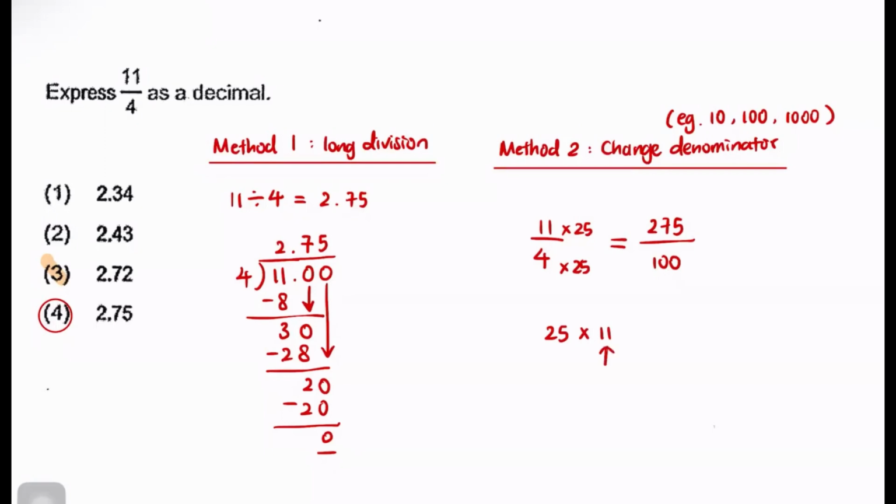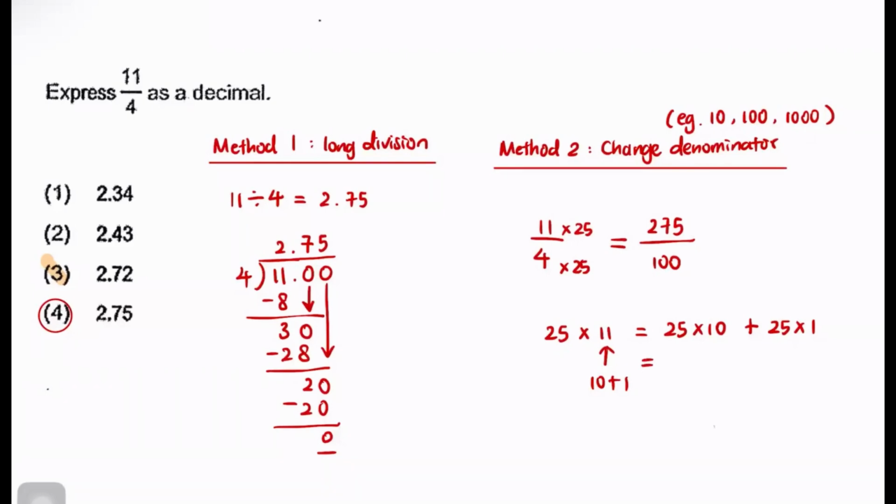11 actually means 10 plus 1, right? Correct? So if I want 11 times of 25, it is the same as first I find 10 times of 25 plus 1 time of 25, correct? I can break it up. I have 10 times first, then I add 1 more time. That way, you can save time.